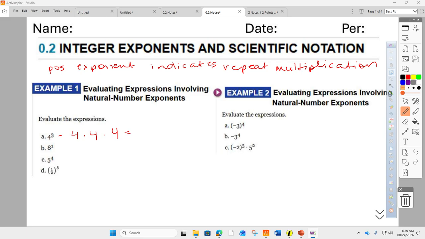8 to the first power b, we don't normally see that power exponent of 1, right? We know that we don't see it, so that's equal to 8, 8 as a single factor. So the base, the big number, here is called the base. We talked about this last week. This is the exponent. The base is the factor. The exponent tells us how many times it's a factor, how many times we're multiplying it by itself.